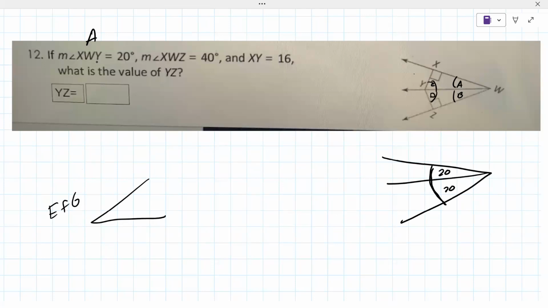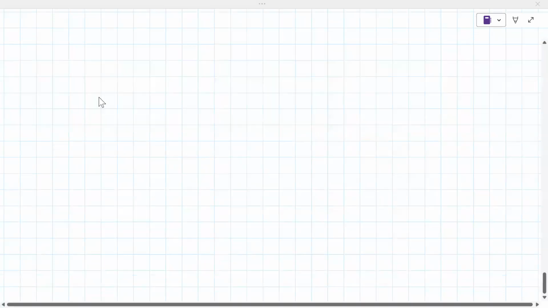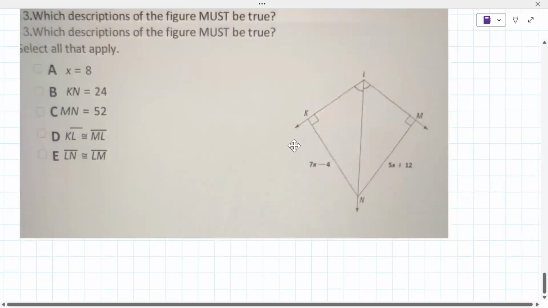So if XY is 16, what's the value of this other segment down here? What have we been doing over and over again today? Also 16. Also 16, yeah. It's not very exciting because the problems are all sort of the same. It's like, yep, they're congruent, they're congruent, they're congruent.